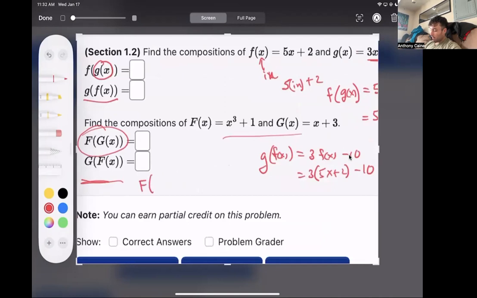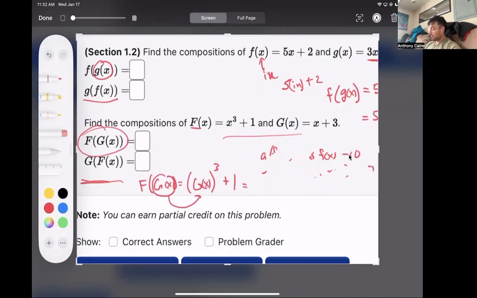So big F of big G of x is, so what does big F want to do to an input? Well, it wants to cube the input and then add 1. And what is my input? It's the entire function g of x. Well, good enough. Okay. So g of x is x plus 3. That whole monster gets cubed, and then I add 1.